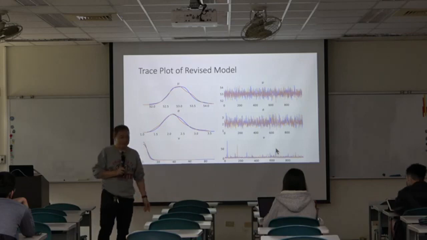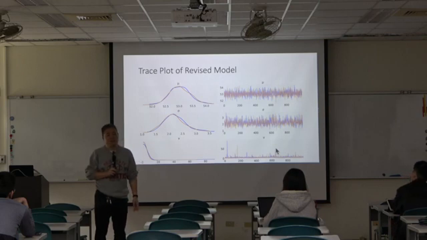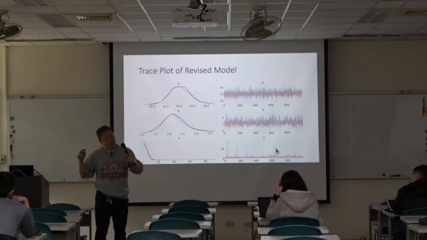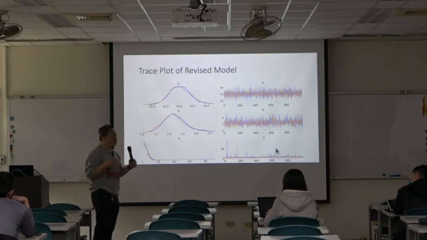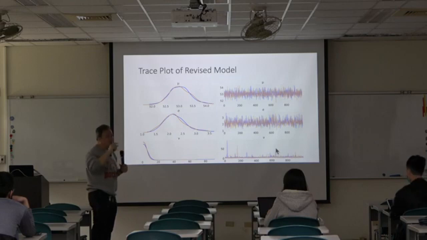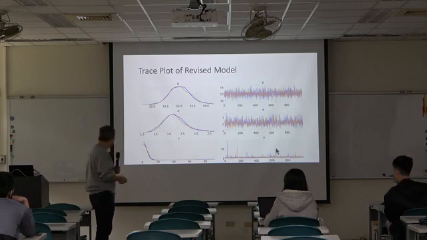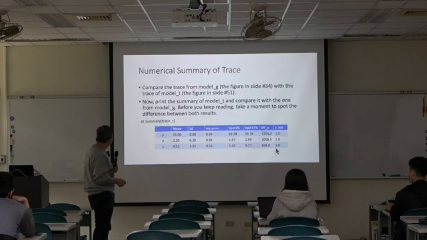Okay? This is because, remember, we have those two outliers. Those two outliers make the resulting model heavy-tailed. Okay? And in the Student's t-distribution, when it is heavy-tailed, that means your ν value is going to be smaller. So let's take a look at this summary of the trace.